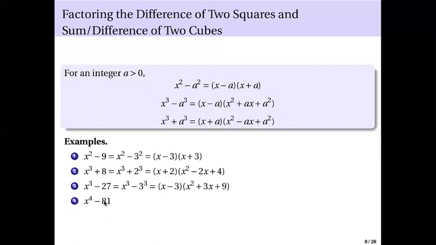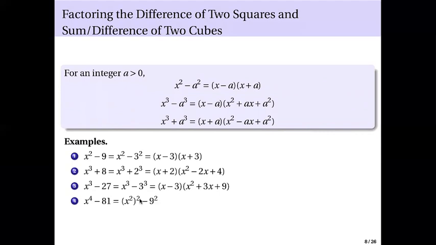Then lastly, for this, x to the 4 minus 81. It seems like it's not in this form. But take note, x to the 4 you can write as x squared times x squared, or as x squared squared, correct? So you can change this to something like this. 81 is a perfect square. It's 9 times 9.